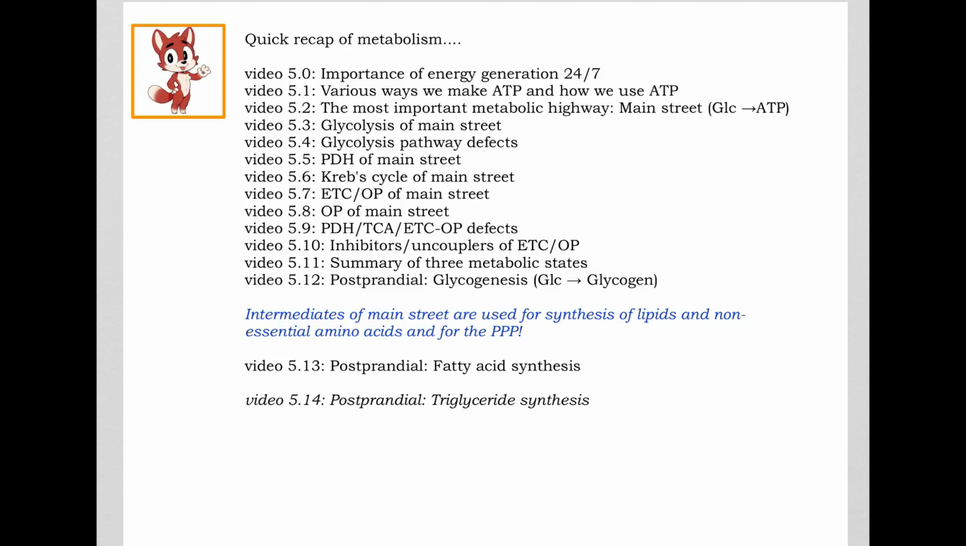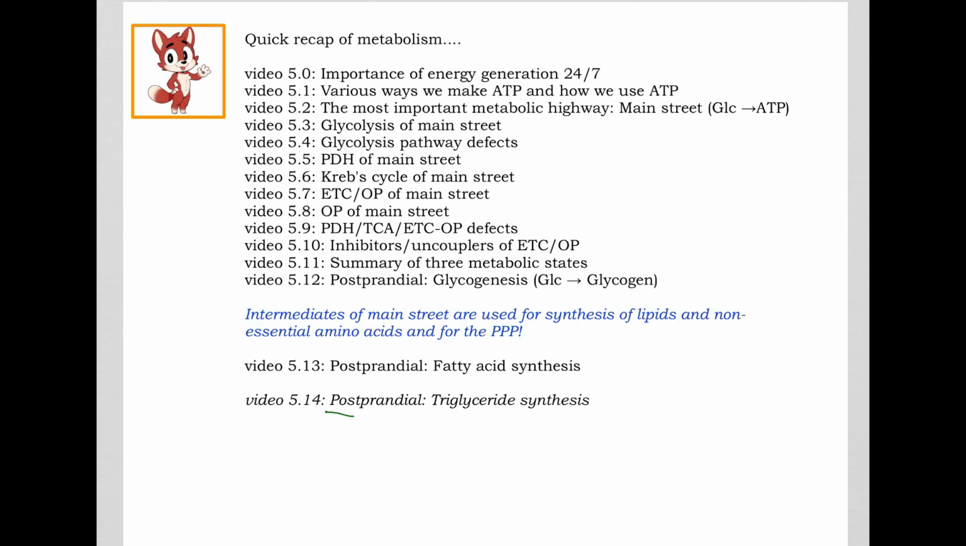So as mentioned earlier, it is very important first to understand main street, because the intermediates of main street are used for the synthesis of various molecules, such as your non-essential amino acids and your lipids and so on, and also for the pentose phosphate pathway that we'll talk about in a future video. So since the intermediates of main street are connected to the rest of metabolism, that's why we started talking about main street first.